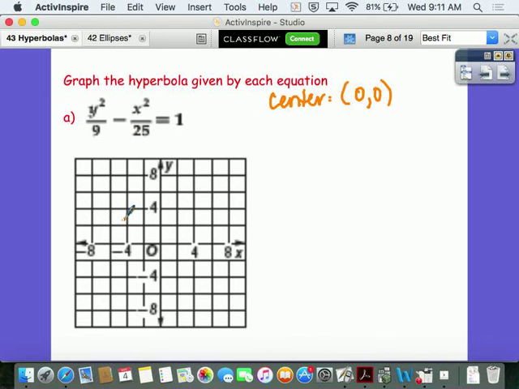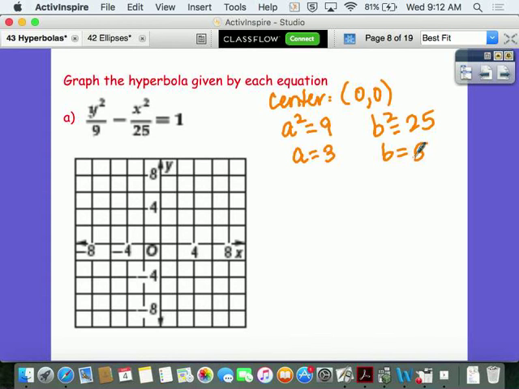What's a squared? 9. No matter what, for a hyperbola, a squared is always first, b squared is always second. So b squared equals 25, which means that a is what value? 3 and b is 5. Awesome.